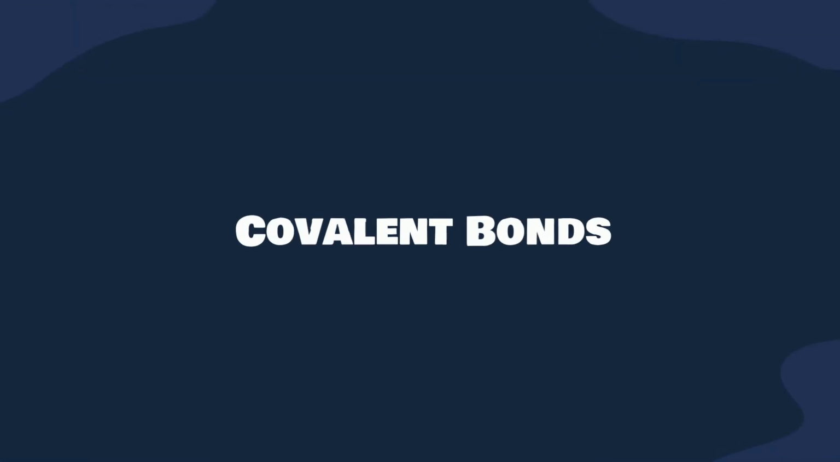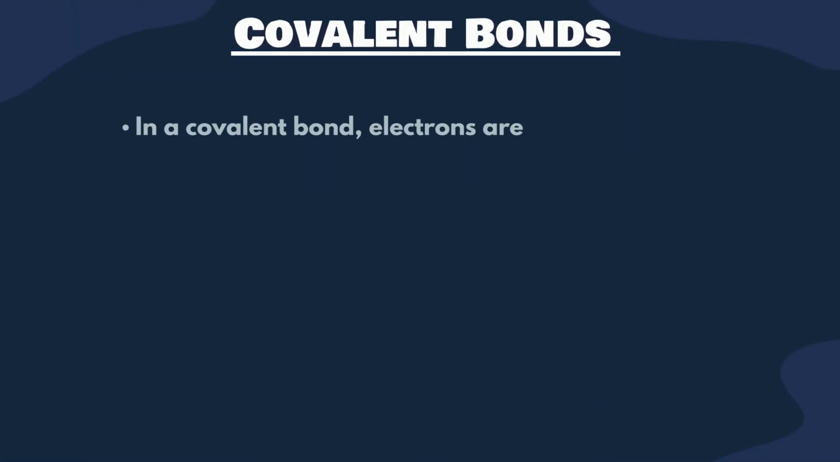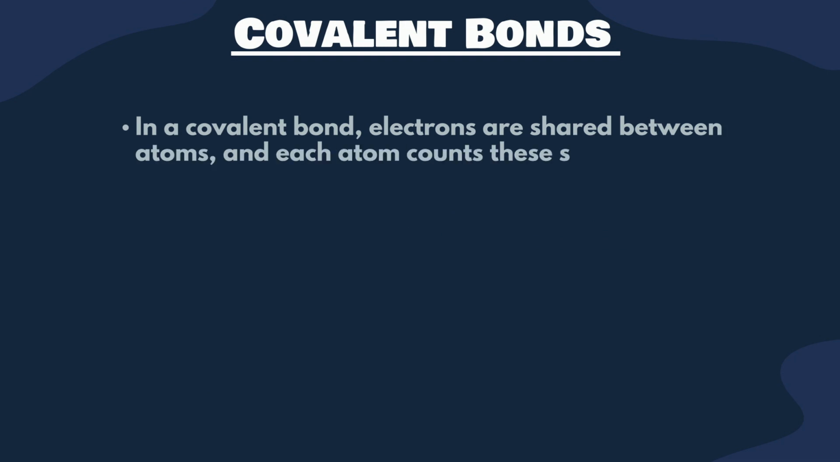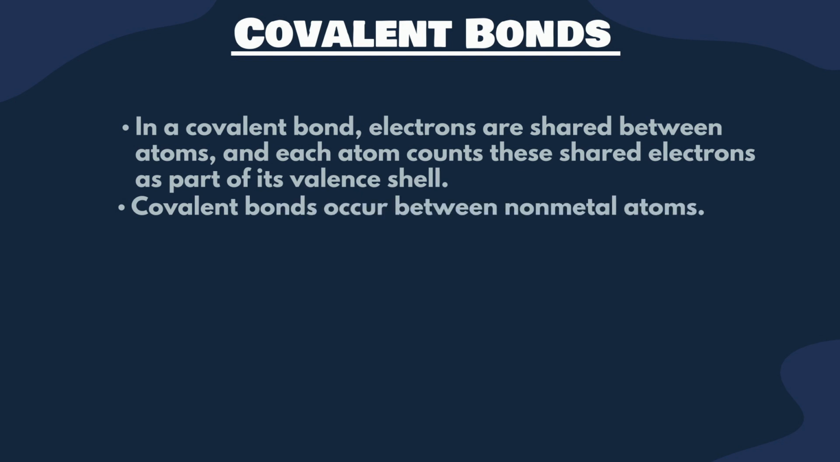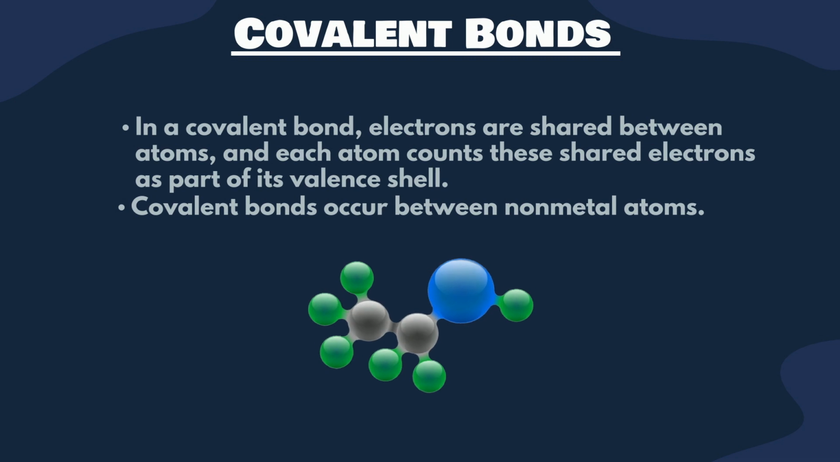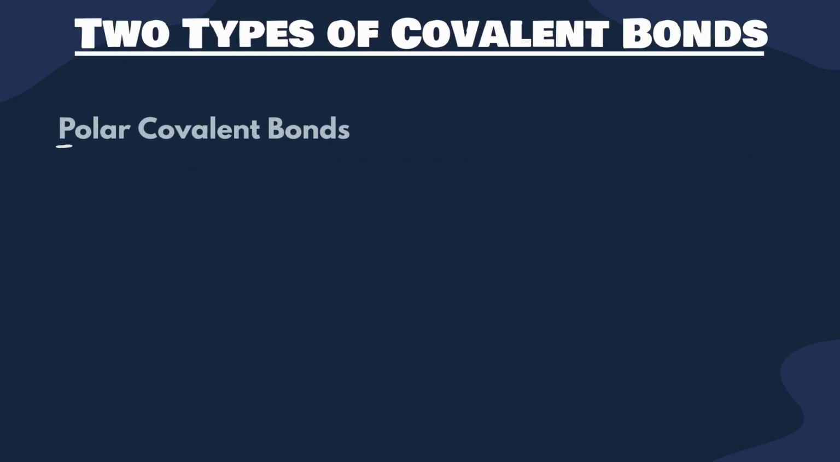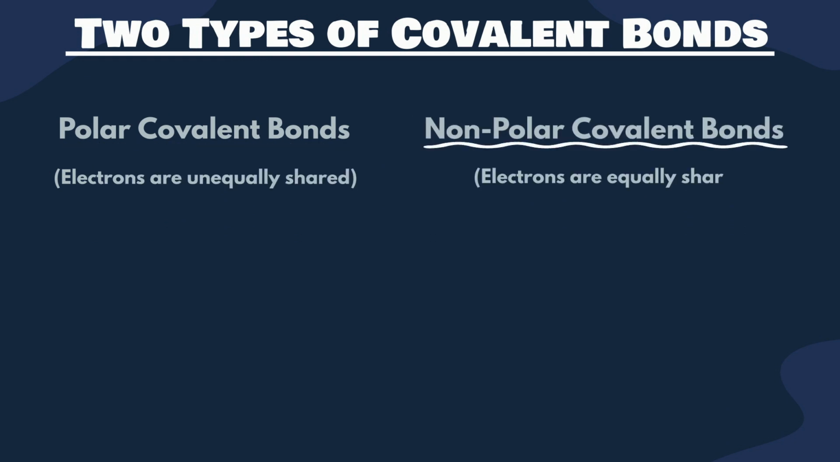Let's move on to covalent bonding. In a covalent bond, electrons are shared between atoms, and each atom counts these shared electrons as part of its valence shell. Covalent bonds occur between non-metal atoms, and when two or more of these atoms bond through the sharing of electrons, a molecule is created. There are also two types of covalent bonds: polar covalent bonds, where the electrons are unequally shared, and non-polar covalent bonds, where the electrons are equally shared. An example of a non-polar covalent bond can be found in the compound N2, nitrogen gas, because the bonded elements are identical and therefore share electrons equally.